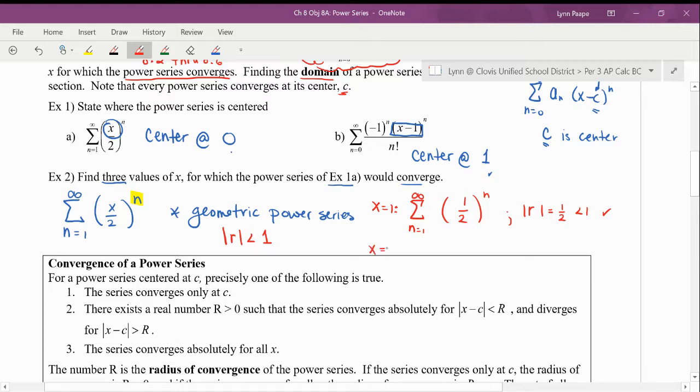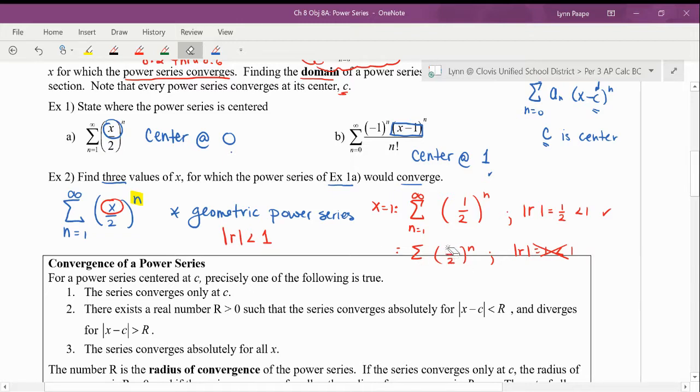Well, what if x were equal to 2? Then I would have 2 over 2 to the n, keeping in mind I'm replacing x here. The absolute value of my ratio would be 1, which is not less than 1. So x equals 2 cannot be in my domain. That was a failed attempt, so x equals 2 is out.